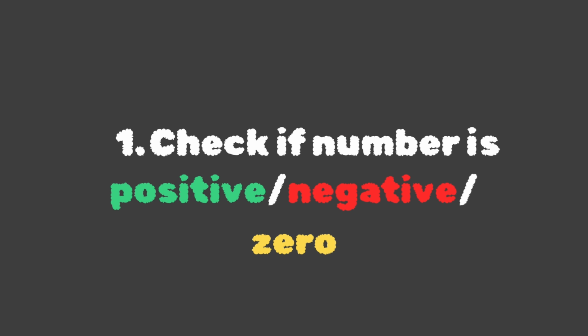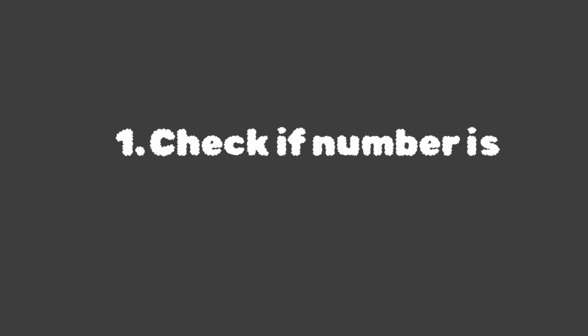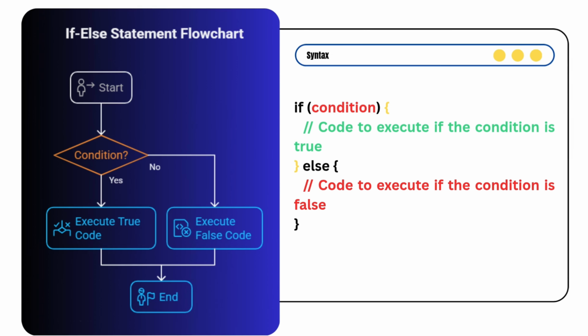The first problem is to check if a number is positive, negative or zero. First, let's observe this flowchart. Here one oval is the starting statement. Then comes a condition, which is either true or false. If it is true, it goes to one block, and the information in that block is executed.